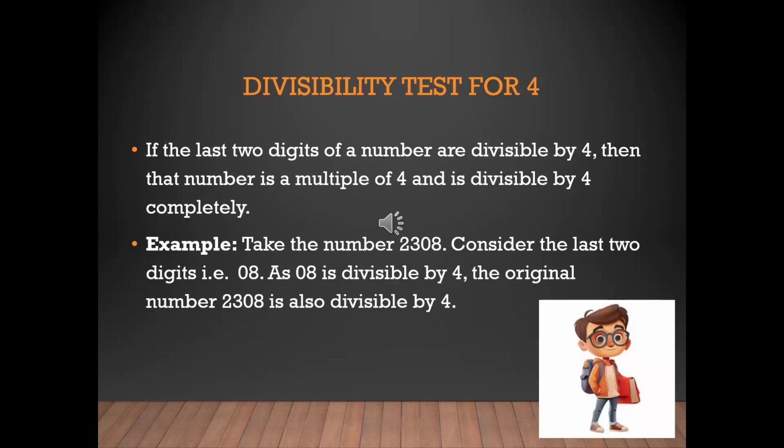Now let's move on to the divisibility test for 4. If the last two digits of a number are divisible by 4, then that number is a multiple of 4 and is divisible by 4 completely. For example, take the number 2308. Consider the last two digits, that is 08. As 08 is divisible by 4, the original number 2308 is also divisible by 4.